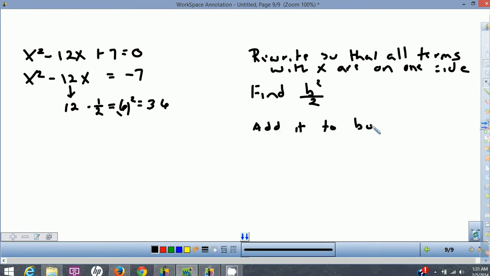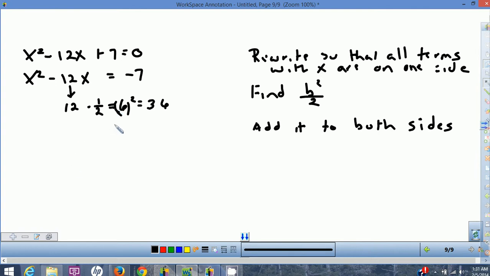Now, does it matter that that 12 was negative? I didn't bring down a negative 12. I just brought down a 12 here before I halved it. It doesn't make any difference. I'm going to square it. So if I'm going to square this, it really doesn't matter if it's positive or negative.